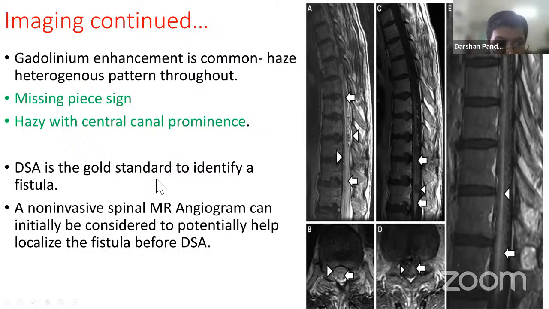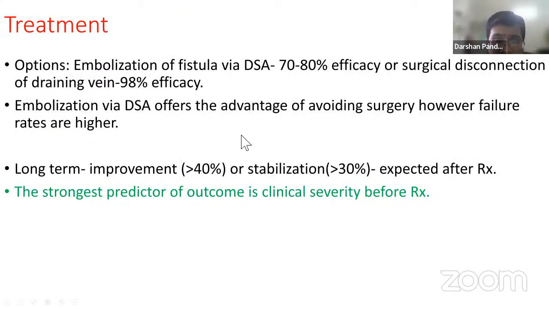DSA is usually the gold standard, but non-invasive MR angiography of the spine should initially be considered to localize the fistula before the DSA. Treatment: embolization, with DSA, has 70 to 80% efficacy, or surgical disconnection of the vein, which is 98%. With embolization, we can avoid the surgery, but failure rates are high. Long-term improvement can be there in 40% of patients, and the strongest predictor of outcome is clinical severity before treatment. That is the strongest predictor.